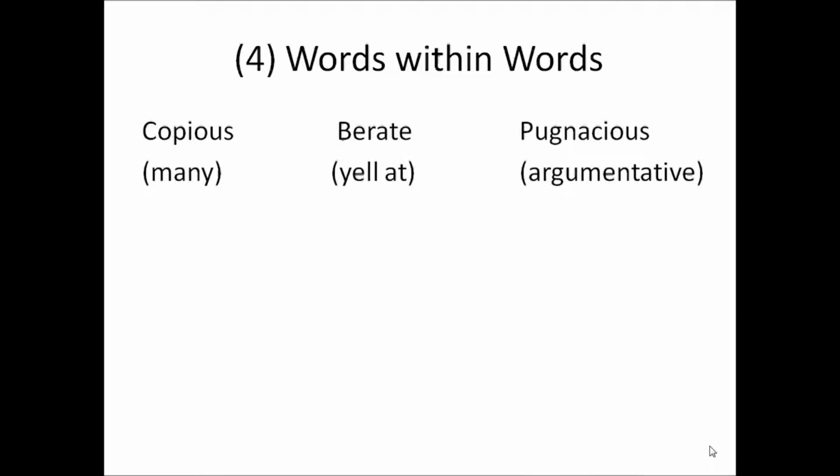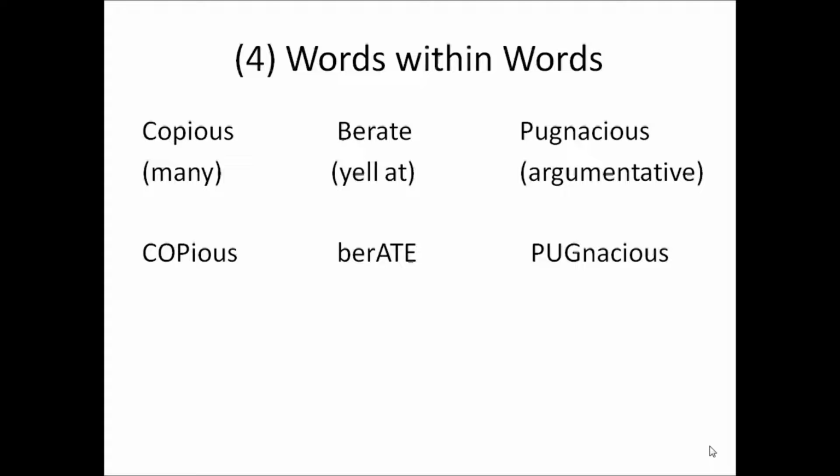Our next strategy is words within words. Sometimes, when you're learning new words, you notice that there is a word within the word that you can connect to the meaning of the word in some way. So let's say you're trying to remember copious, meaning many, berate, meaning yell at, and pugnacious, meaning argumentative and always ready to fight. You might notice that there are words within these words that can help you remember. For instance, the word cop is within copious, the word ate is within berate, and the word pug is within the word pugnacious.